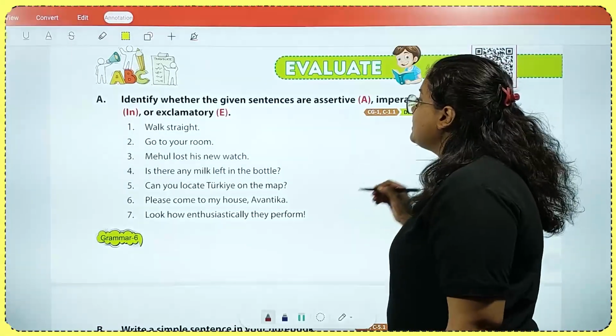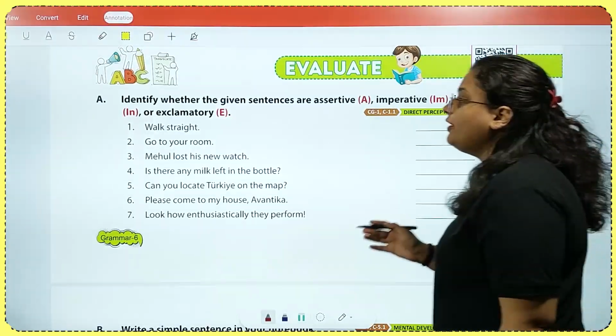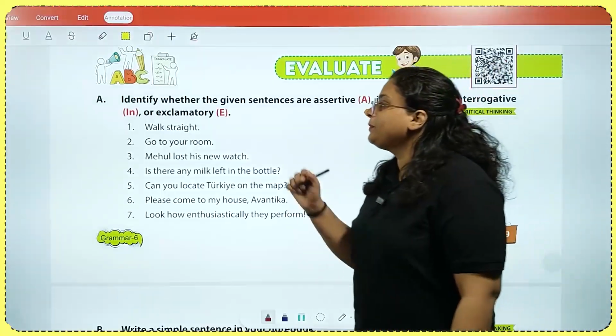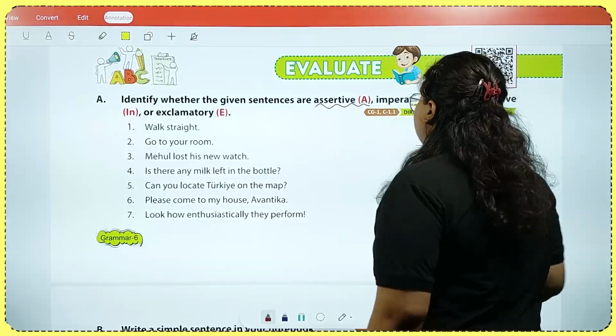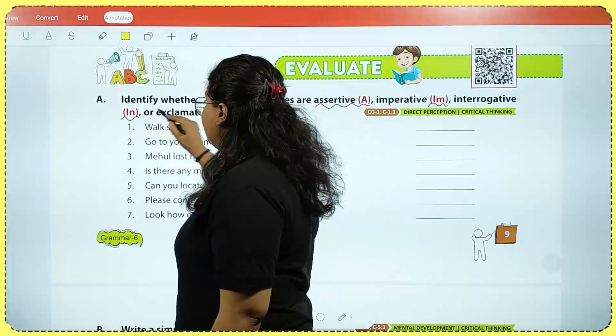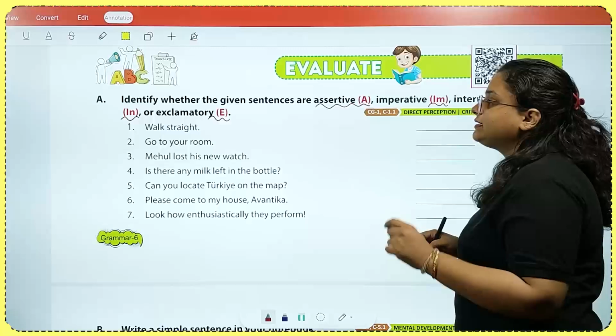Identify whether the given sentences are assertive, imperative, interrogative, or exclamatory. Now you have to identify these sentences. Okay? So what do we have to write? For assertive we have to write A, imperative we have to write I, interrogative IN, and exclamatory we have to use E. Okay, walk straight.